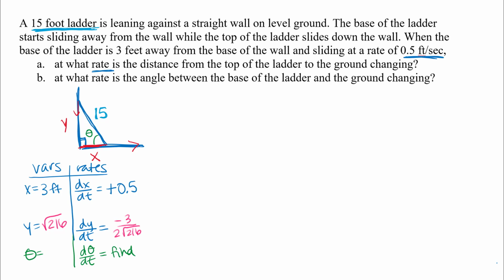Okay, so because I'm interested in something about an angle here, I need a relationship between the variables that uses theta. So when you see a right triangle with an angle labeled theta, you should think about sine is opposite over hypotenuse, cosine is adjacent over hypotenuse, tangent is opposite over adjacent.